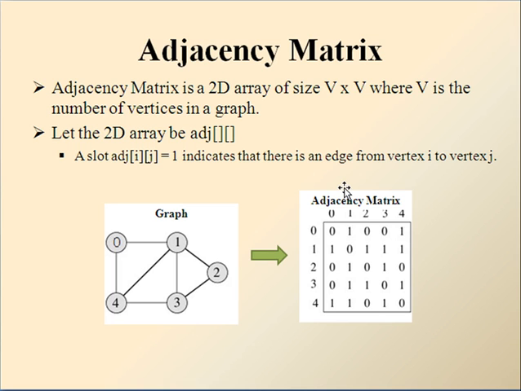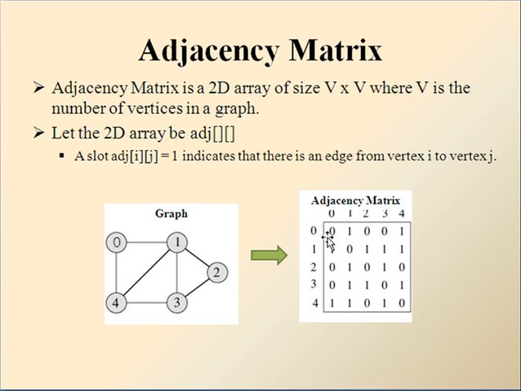Next is the adjacency matrix. An adjacency matrix is a 2D array of size v cross v, where v is the number of vertices. Let the 2D array be called adj. Every slot adj[i][j] is equal to 1 if there is an edge from vertex i to vertex j. So there are 5 vertices here, 0 to 4, on both sides we have rows and columns equal to 0 to 4, that is 5 rows and 5 columns.